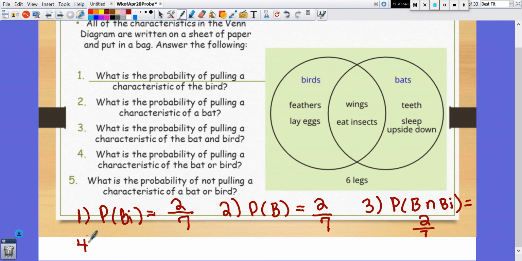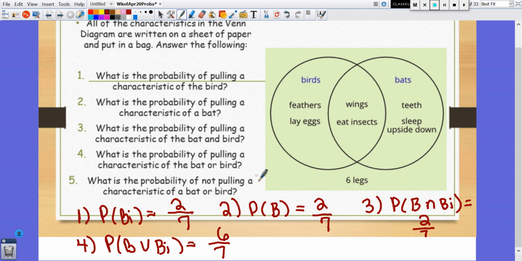Okay, so number 4, what's the probability of pulling the characteristics of the bat or bird? So the probability of getting a characteristic of the bat, probability of the bat, and now this time I'm going to use the union symbol instead of the intersection, because this one's or. So how many objects do I have in here? I have 7 in all. And what's the probability of pulling a characteristic of them both? 1, 2, 3, 4, 5, 6. A bat or a bird. So there are 6 characteristics there.